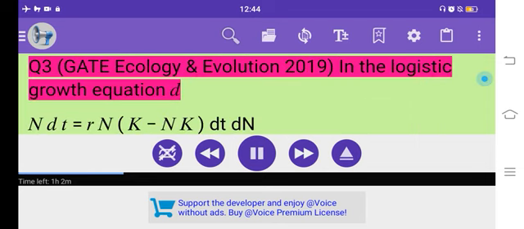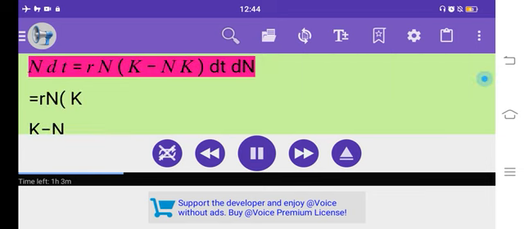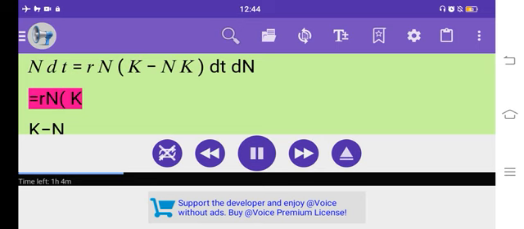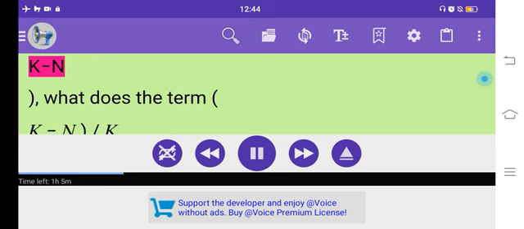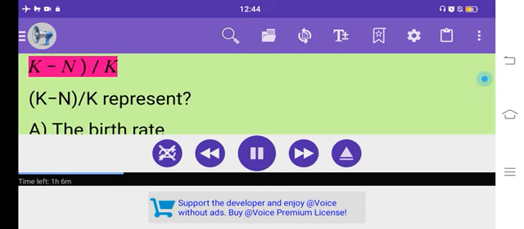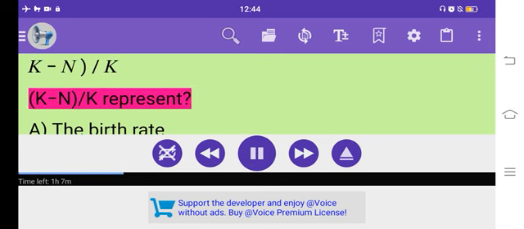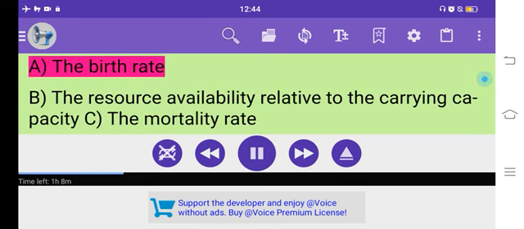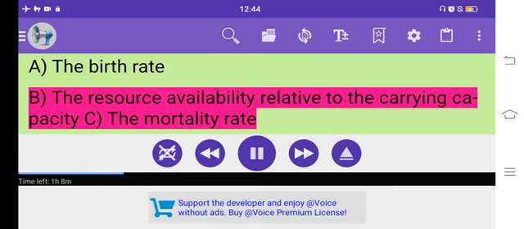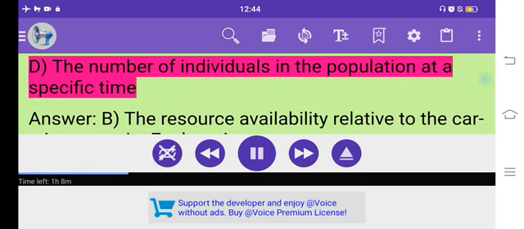Q3. GATE Ecology and Evolution 2019. In the logistic growth equation dN/dt = rN(K minus N)/K, what does the term (K minus N)/K represent? A. The birth rate. B. The resource availability relative to the carrying capacity. C. The mortality rate. D. The number of individuals in the population at a specific time.